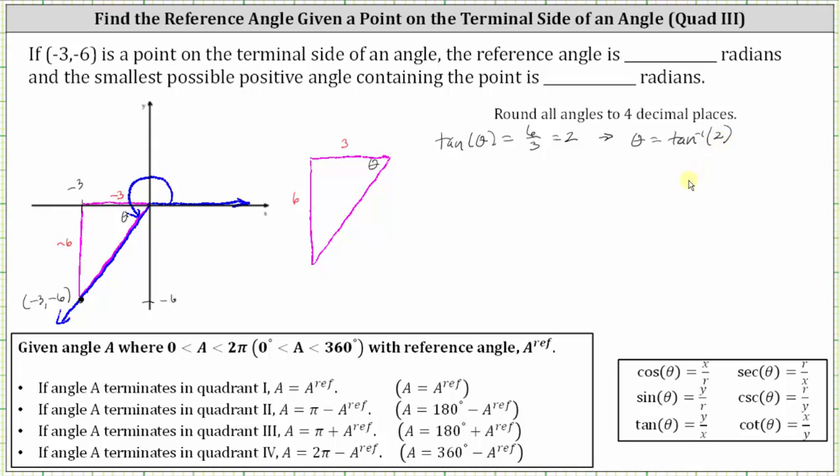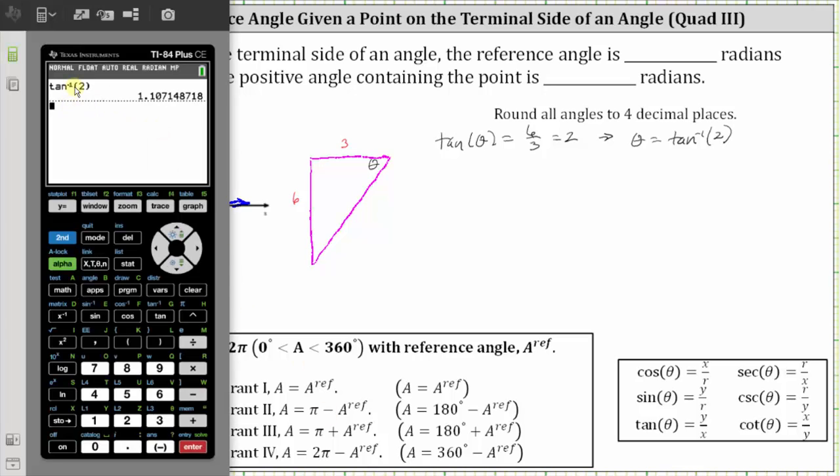So again, when determining the reference angle, we can use positive values for both x and y, or positive values for the legs of the reference triangle. But that would not be the case if we were trying to determine the trig function values of the angle passing through the given point. So going to the calculator, inverse tangent of 2 to 4 decimal places is 1.1071.